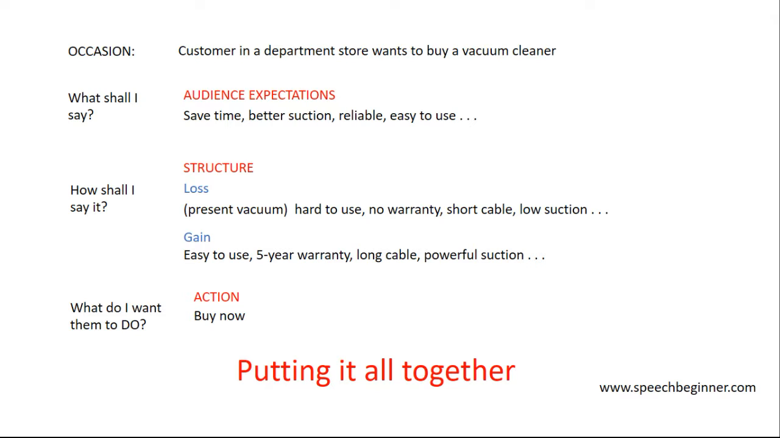Well, the two classic ways of structuring a persuasion speech are to emphasize loss or to emphasize gain, or to use them both together. For instance, if the customer has come in for a vacuum cleaner, she's aware that her own one is hard to use and perhaps the warranty's run out, that the cable's a bit too short and there's not much suction. What's she expecting to get from the new vacuum cleaner? Well, it's easy to use and it's got a 5-year warranty. Oh, and a long cable. Oh, and that powerful suction.